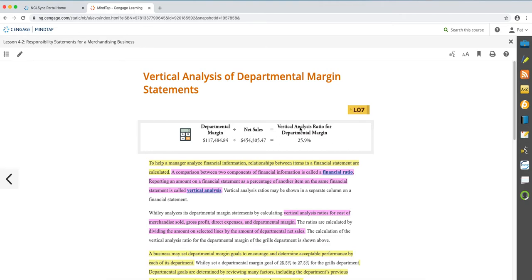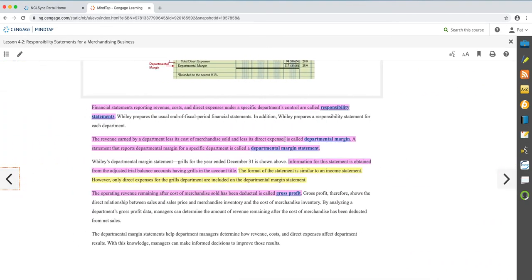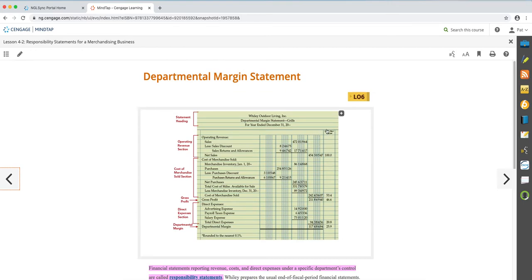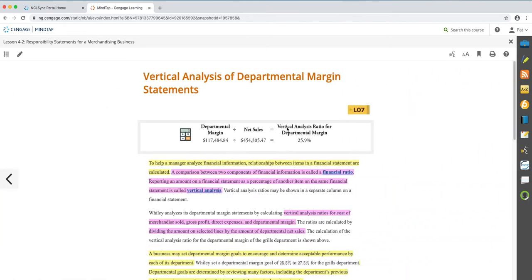All right, how do we get these percentages that you saw on the side? It says up here percentage of net sales. And so we're dividing the departmental margin by net sales to get the vertical analysis ratio. That's a lot of words. It used to be component ratio last semester. Managers use these ratios as guides, percentages. They say it's acceptable or unacceptable.